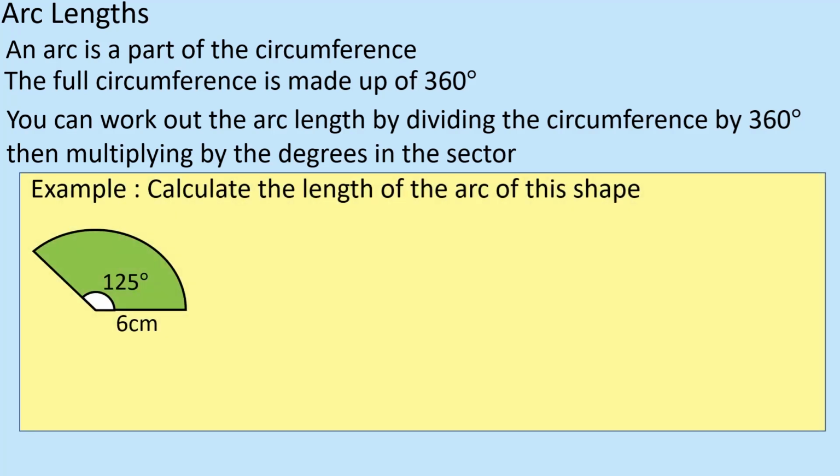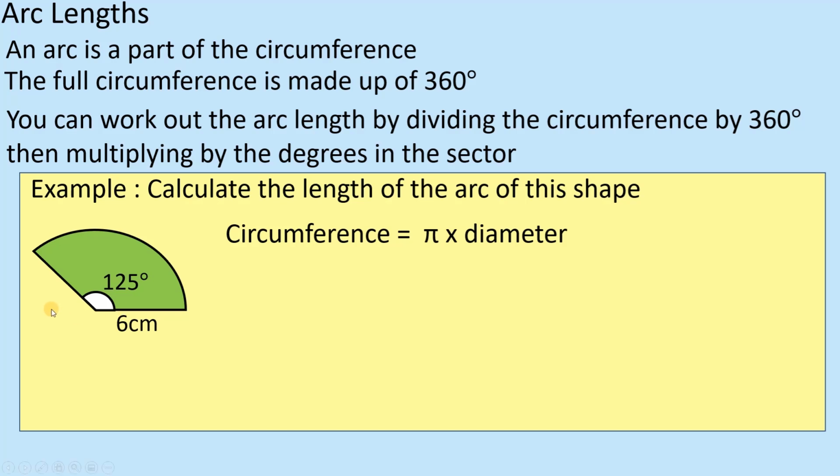So calculate the length of the arc in the shape. So the arc is basically this distance around here. All right, and that's all it's asked for at this point. It wants the arc of this particular shape. Well, I know that the radius is 6. Okay, and the circumference is pi times diameter. Well, the diameter is 2 lots of the radius.